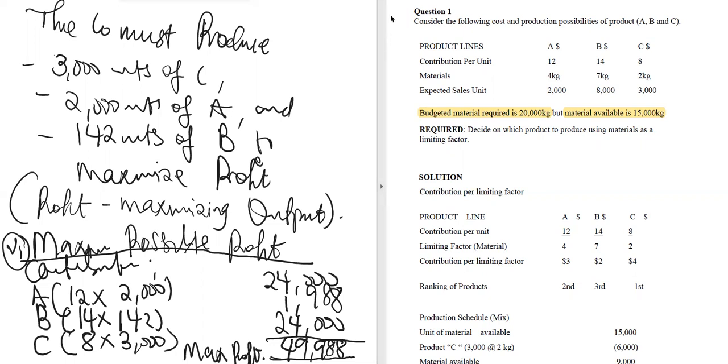I'll come and take another limiting factor question where we go through and look at where we have 2 or more elements that you have to check for limiting factor. Then after that, we take a look at throughput accounting decisions.